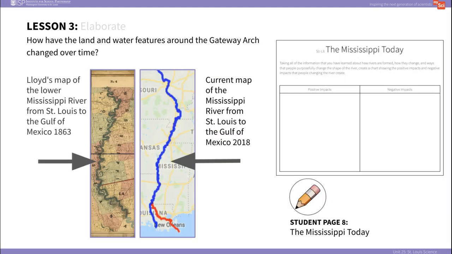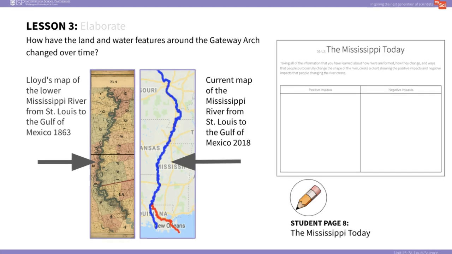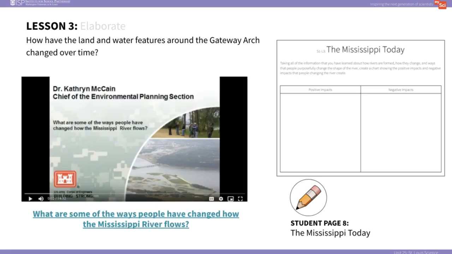the river. In the Elaborate portion of this lesson, students will look at 2 images of when the Mississippi River meets the Gulf of Mexico. One of the images will be from 1863, and the other image will be from 2018. Students might expect for the river to have more curves over time, but they'll notice that the river actually straightened out. Students will watch a video made by the Army Corps of Engineers that helps explain how humans have impacted the course of the Mississippi River over time.